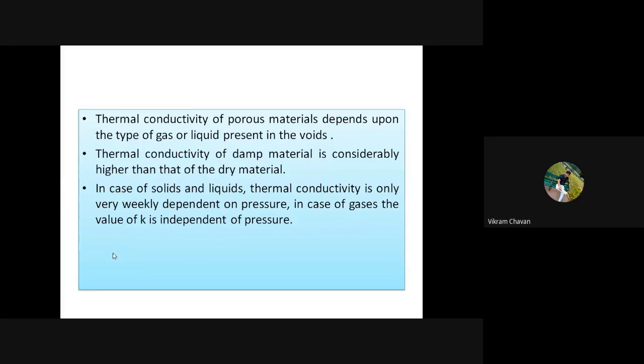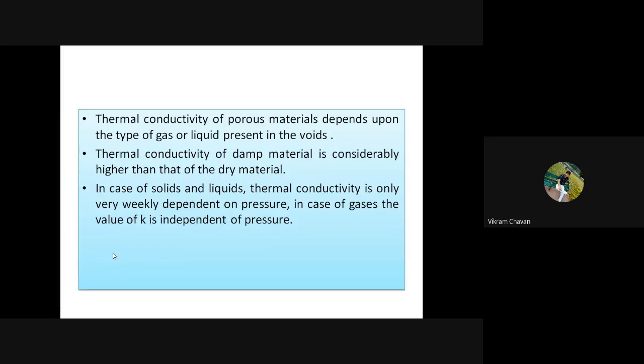Okay, so thermal conductivity of gases will not depend on pressure, or is independent of pressure, whereas in the case of solids and liquids, it is weakly dependent. Means what? There is a small change with respect to pressure changes. Large pressure changes cause only a small change in thermal conductivity.